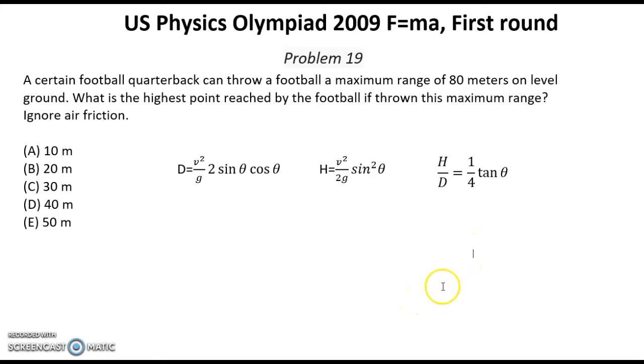And now we can use this formula to solve this problem, because for maximum range we have an angle equal to 45 degrees, and the tangent of 45 degrees is 1. So it means that the height is 4 times less than the range, and the solution is 20 meters.